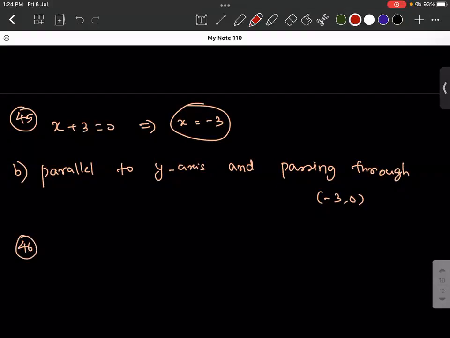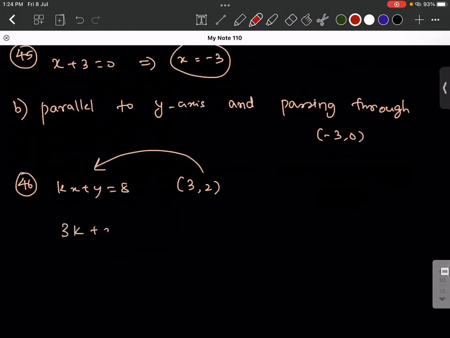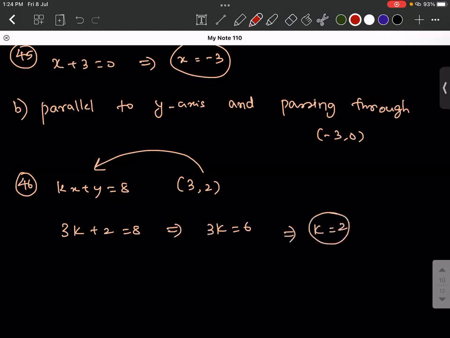Question 46. The point 3, 2 lies on kx plus y is equal to 8. So what lies on it? 3, 2. Take it and substitute it here. 3k plus 2 is 8, which implies 3k is 6 and k will be equal to 2. Is there an option? Option A.